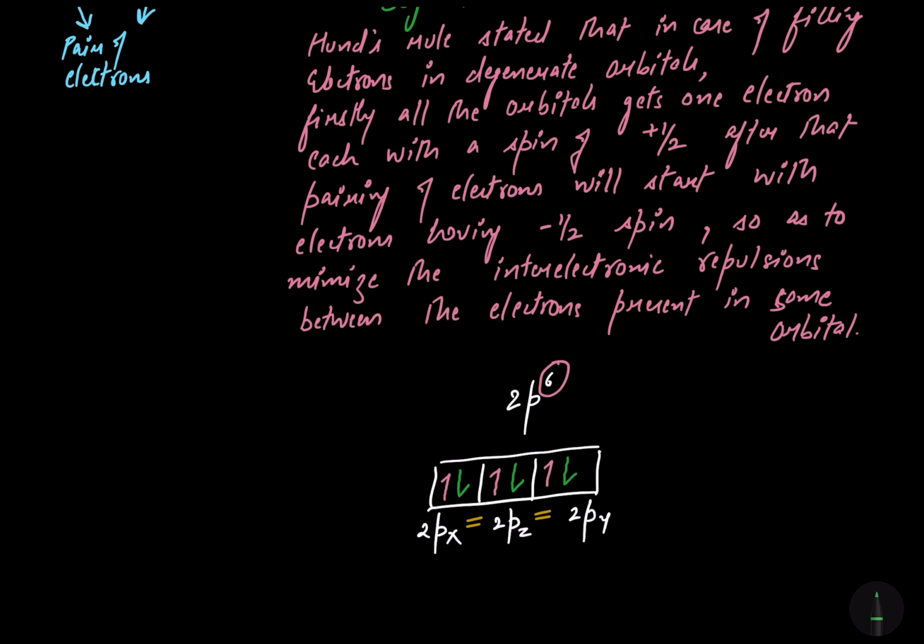So firstly all the orbitals, 2px, 2pz and 2py, will get one electron each with a spin of plus 1/2. After that, pairing will start with the electrons having the spin of minus 1/2, so as to minimize the repulsions between the electrons in the same orbital. So that was the Hund's rule of maximum multiplicity.